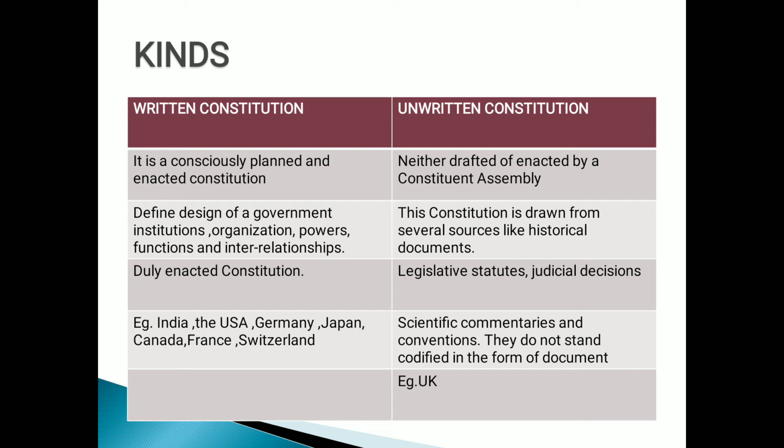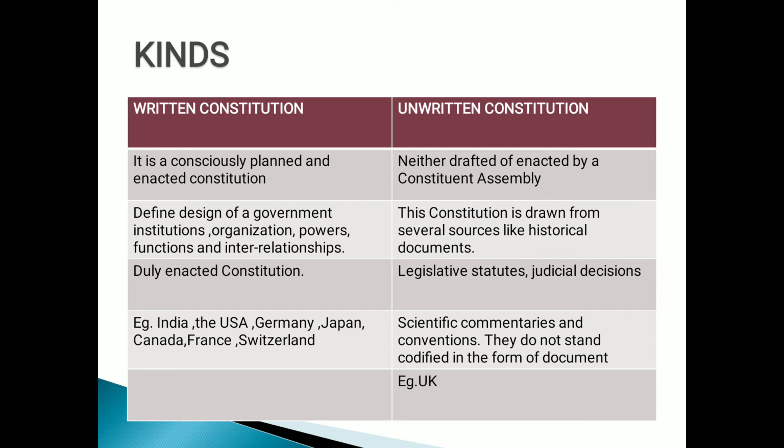Right, everyone? Now, for the examples: the constitutions of India, the USA, Germany, Japan, Canada, France and Switzerland are written constitutions. The Constitution of India was drafted and enacted by the Constituent Assembly. If you remember, we did in class 9, it was constituted in 46 and passed the constitution on 26 November 49. The constitution of the USA I will let you know later on. Right now I'm not going to discuss it; it was drafted by the Philadelphia Convention, which I will discuss later on. So I already told you the meaning: a written constitution means a planned, enacted constitution.